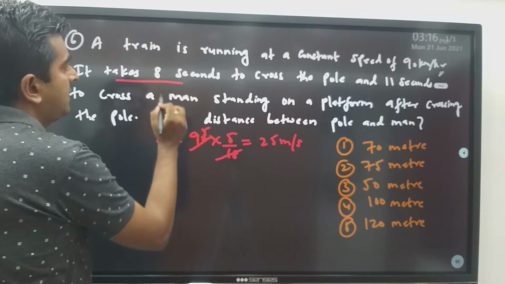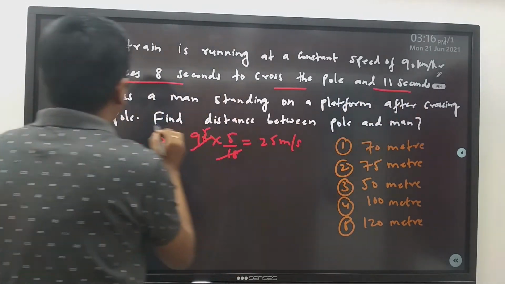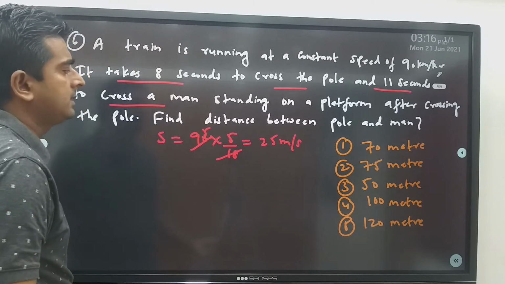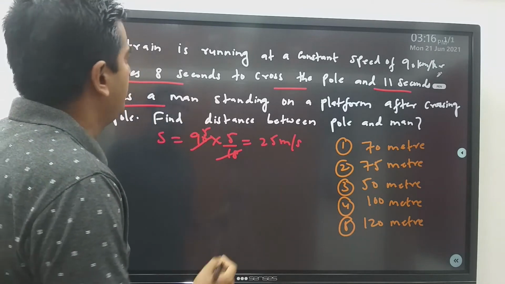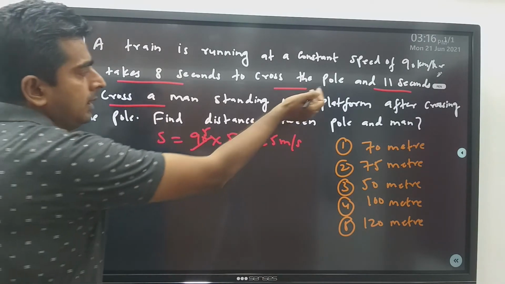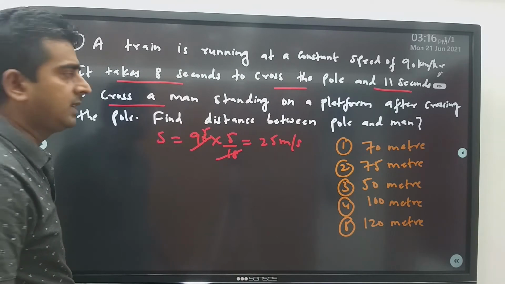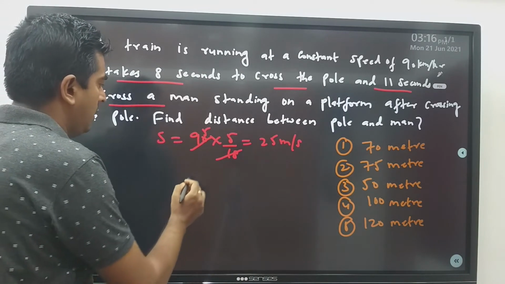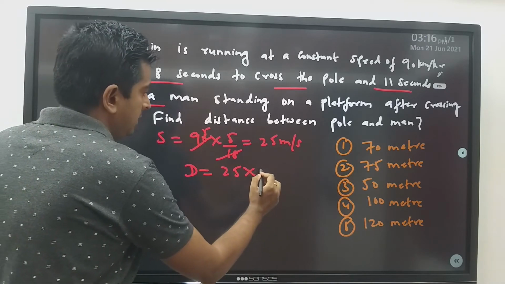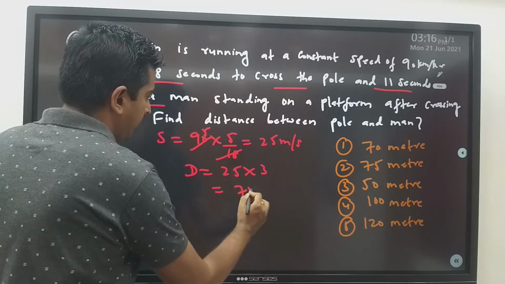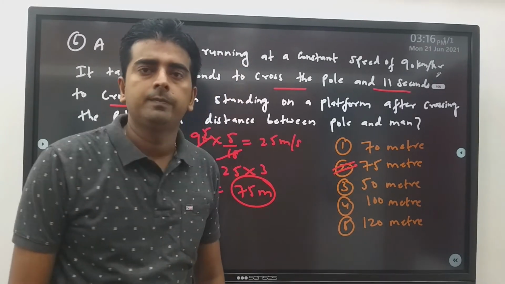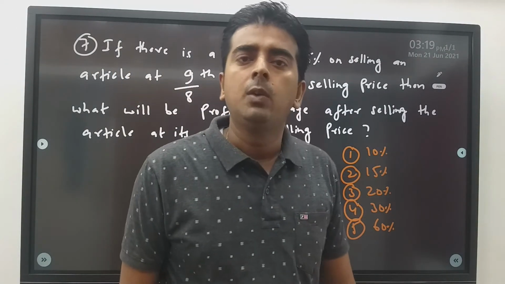Now it takes 8 seconds to cross a pole and 11 seconds to cross a man standing on a platform. After crossing the pole, how much time will it take to cross the man? You will say 3 seconds. How? 11 seconds minus 8 seconds. The extra is 3 seconds. So the distance between the pole and the man, how much? Speed 25 and the time is 3. What is the answer? 75 meters, which is the second option. So I hope you are clear with the previous question. Now we'll see the next one.